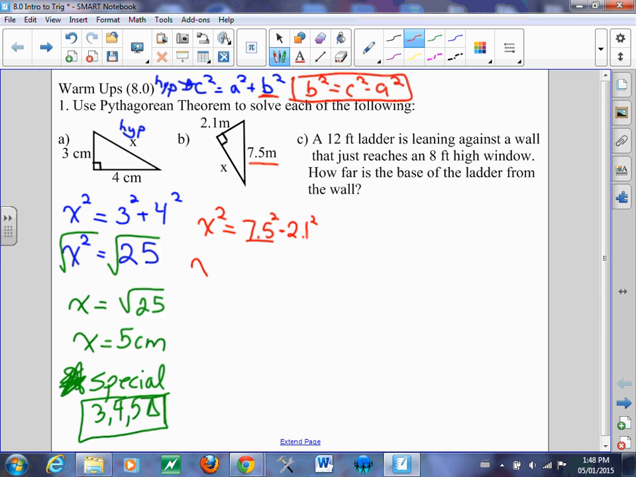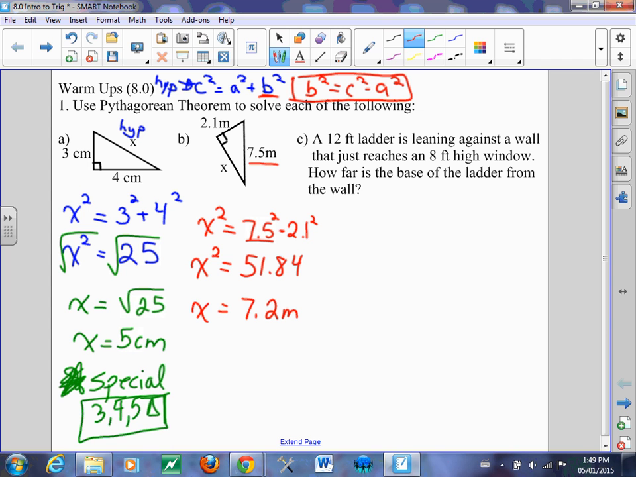Okay? So x squared equals, put in your calculator, guys, so just go 7.5 squared, subtract 2.1 squared. That equals 51.84. And again, to find x, you take the square root of both sides. So x equals 7.2, and the units are meters.